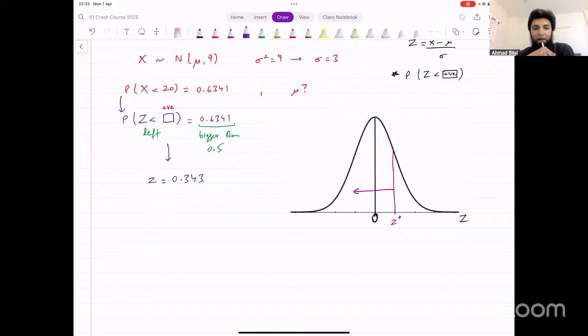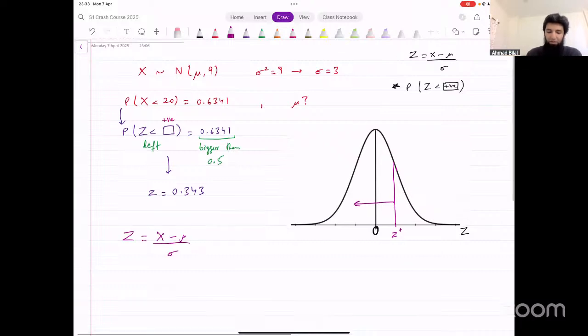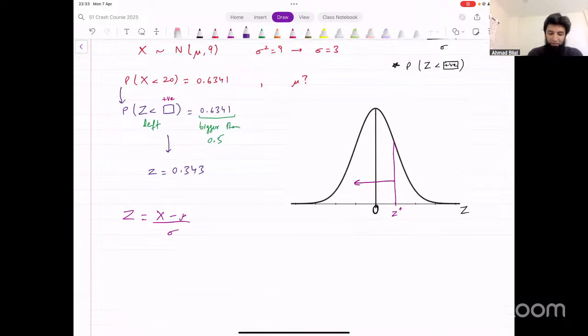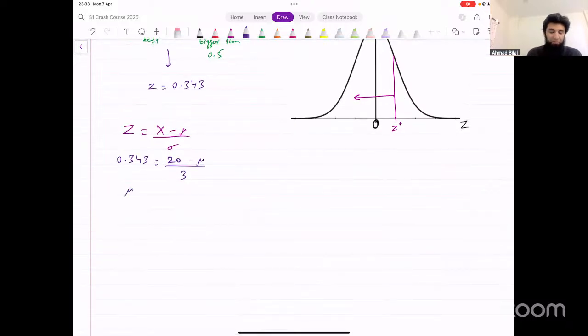We had the probability given. We had to find the corresponding z-value. Once we have that, we know that z is equal to x minus mu over sigma. You can just input values in this. Z is 0.343. What's the corresponding x value? That's 20, minus the mean mu, divided by the standard deviation, the square root of 9, that is 3. And that will give you the value for the mean.